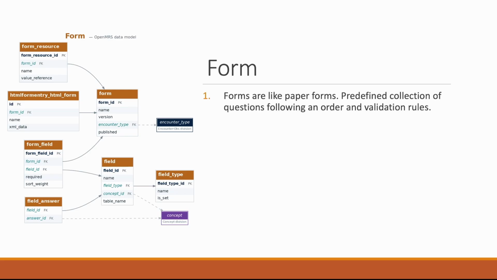So what are forms? Forms are like paper forms. They are a predefined collection of questions, and for every question we have an answer, an order of questions, and certain validation rules. Mind you, these forms are again metadata. They do not capture the actual data. They only define the template, the fields on a paper form, in the electronic version of them.